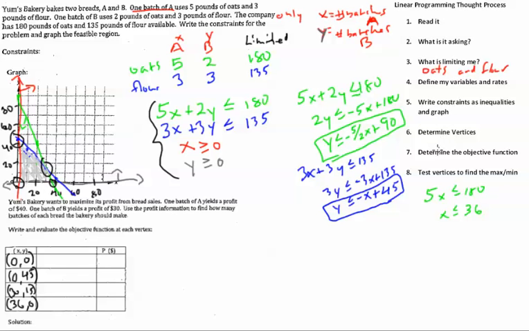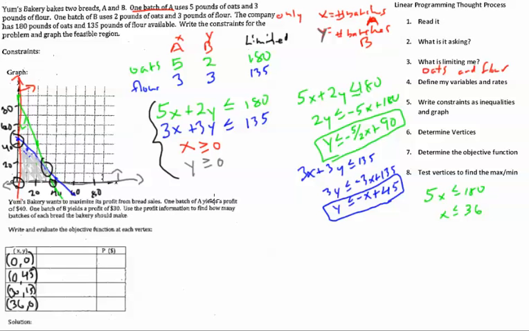Now we need to start looking at the next part of the problem to figure out what the objective is here. We have our constraints identified, but what are we being constrained from? Well, Yum's Bakery wants to maximize its profits. Like any good business, it wants to make the most money possible. We want to maximize our profits from the bread sales.